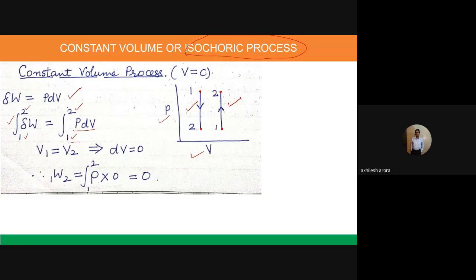But I know that the volume V1 is equal to V2. You can see it here on this diagram. Points number 1 and 2 are on the same vertical line, so volume is constant because the process is a constant volume process. So what is the value of dV? dV comes out to be 0 in this particular case. So the work transfer, which is equal to P into dV, is 0. So that is a constant volume process. In a constant volume process, work transfer will be equal to 0.